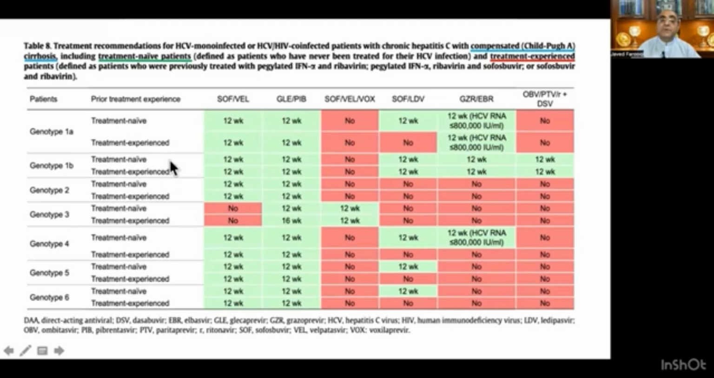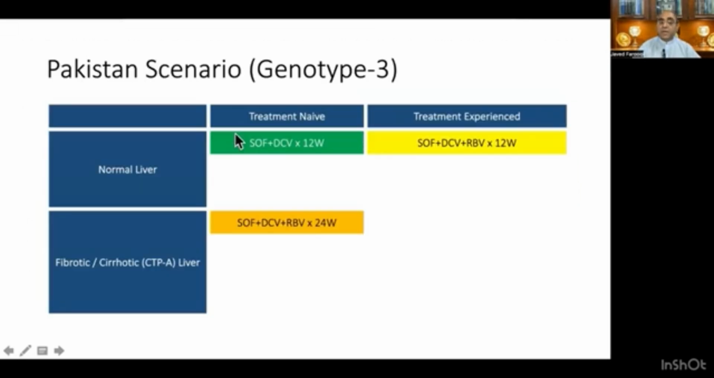And this is the table showing the patients with compensated cirrhosis, and what options should be there. What I will do is consider the Pakistan scenario, where we have predominantly genotype 3, now 85, 90 or 95% of our patients are genotype 3. And even then, with the availability of the pangenotypic drugs, what should be the treatment options?